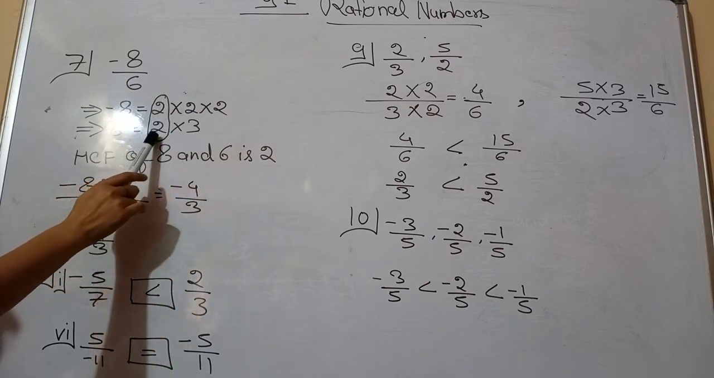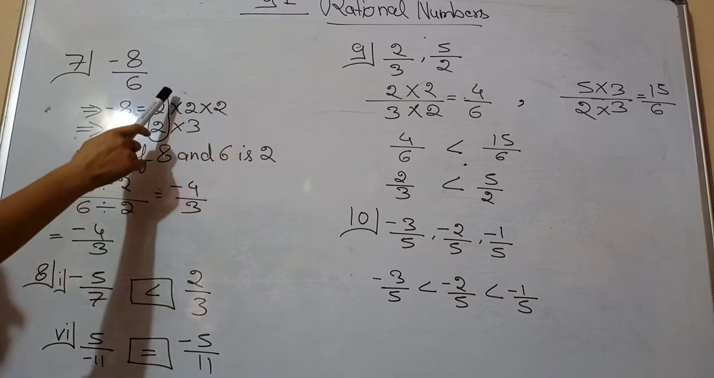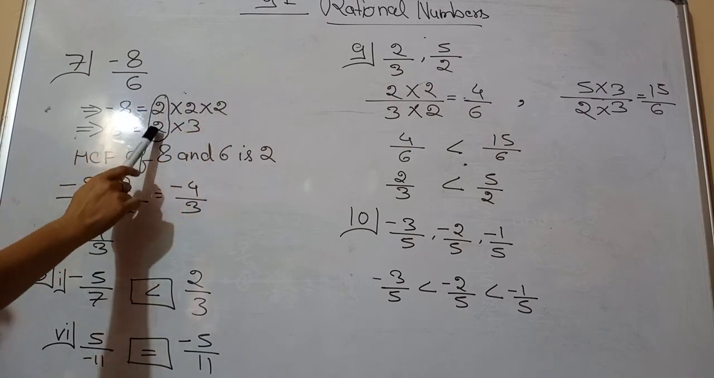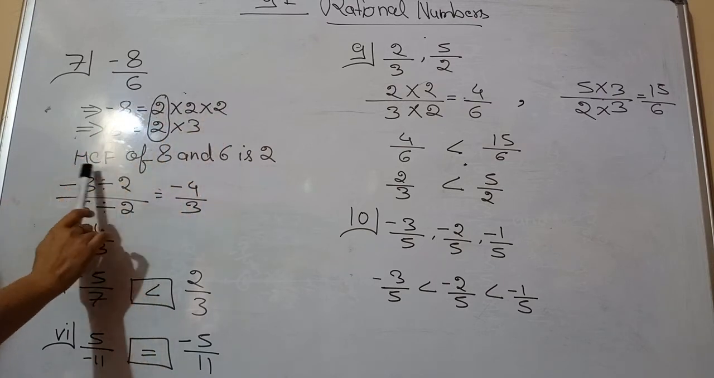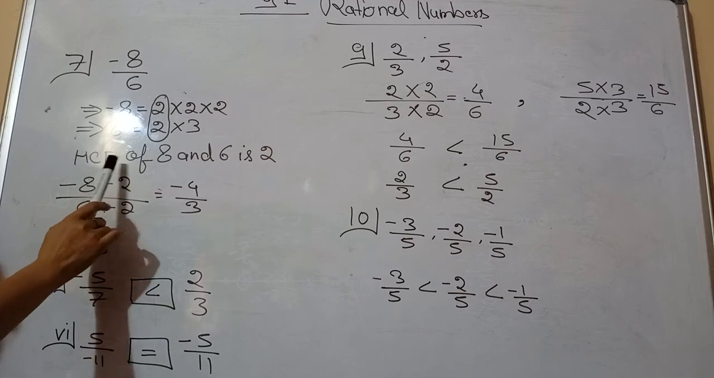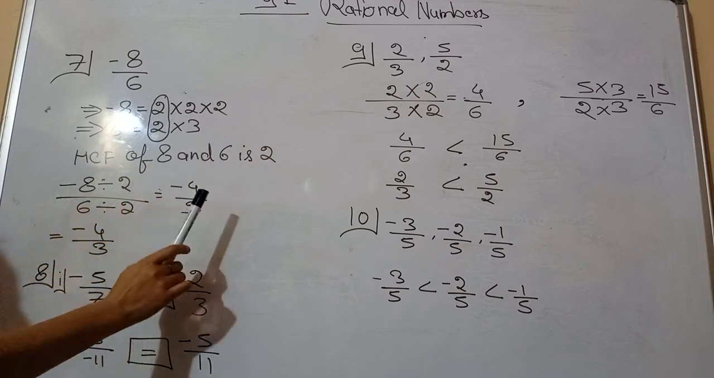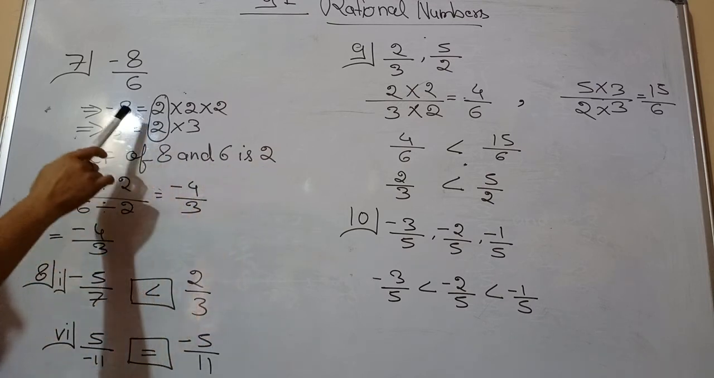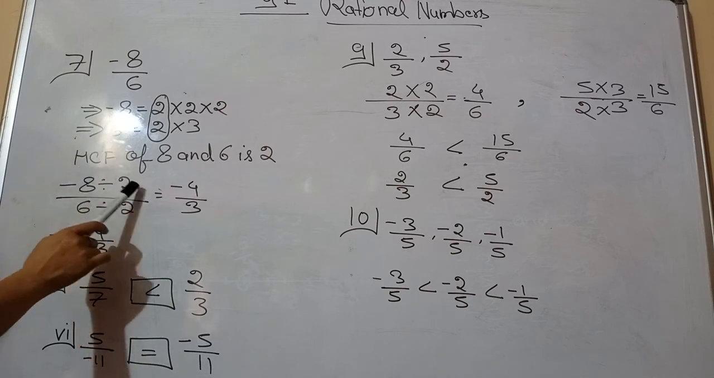6 can be written as 2 3s are 6. After that, which number is common? Out of these, only 2 is common in both the factors. So what is the HCF, highest common factor of 8 and 6? That is 2.